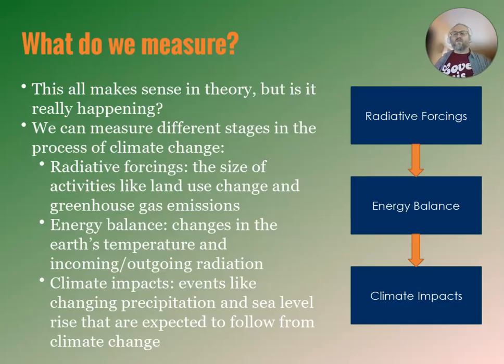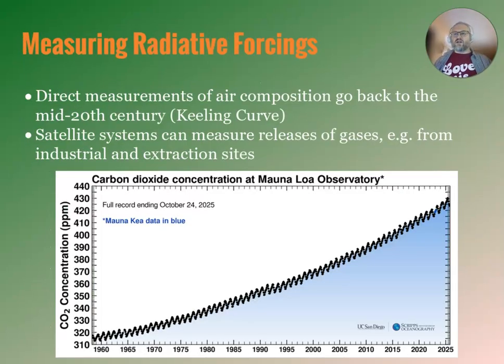And then we can measure the impacts of climate change. So we can measure some of the effects that climate change has on the world. So things like changes in precipitation, changes in sea level rise, all these things that we would expect to be caused by climate change, we can measure those too. So we're going to go through these different aspects of climate change and look at how we measure each one of these. So let's start with our radiative forcings.